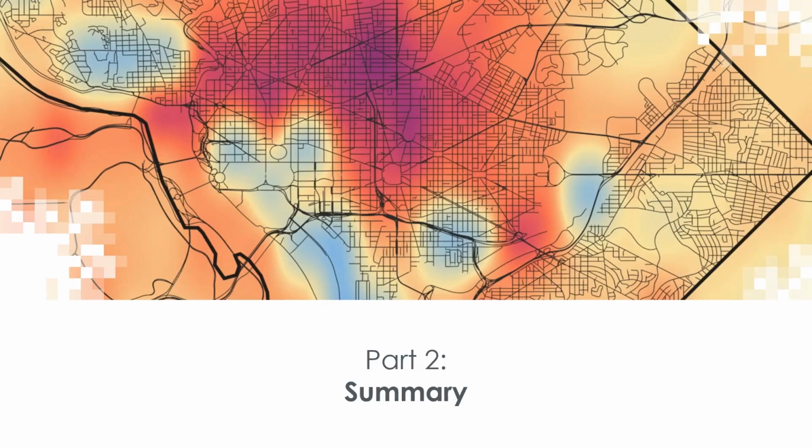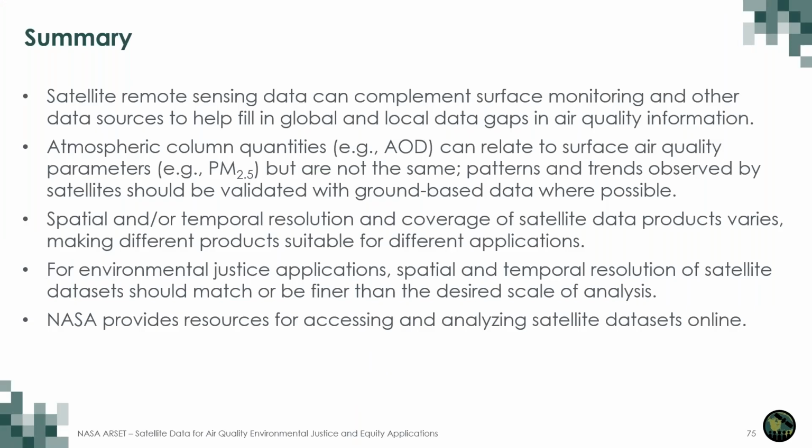So to summarize today's training, satellite remote sensing data can be used to complement surface-based air quality monitors to fill gaps in our understanding of air quality around the world. Satellites usually provide retrievals of column quantities like aerosol optical depth. It's important to remember that these aren't the same as surface level quantities like PM2.5 concentrations, and they can't be directly quantitatively compared, but they can provide indicative qualitative information and can be used together with other information from models and surface monitors to create level 4 data products relevant for surface level air quality.